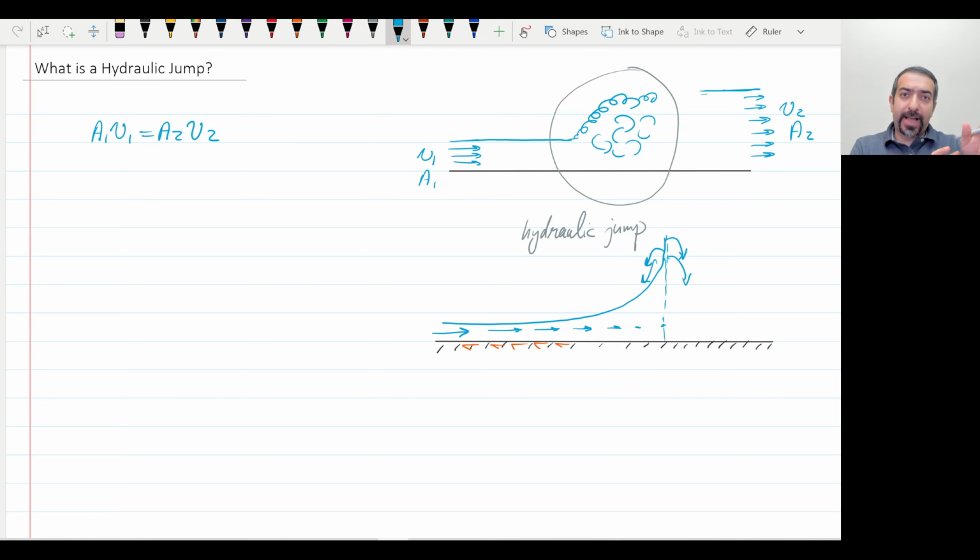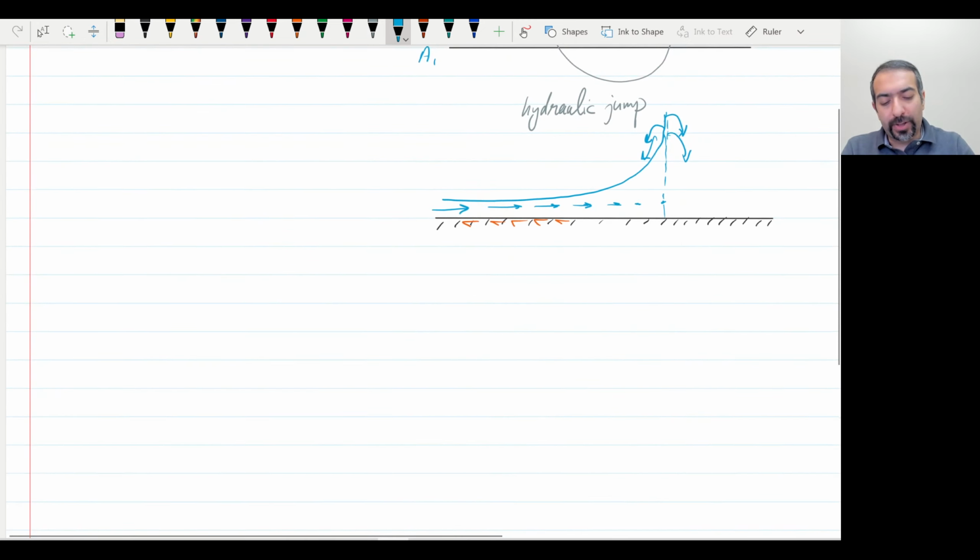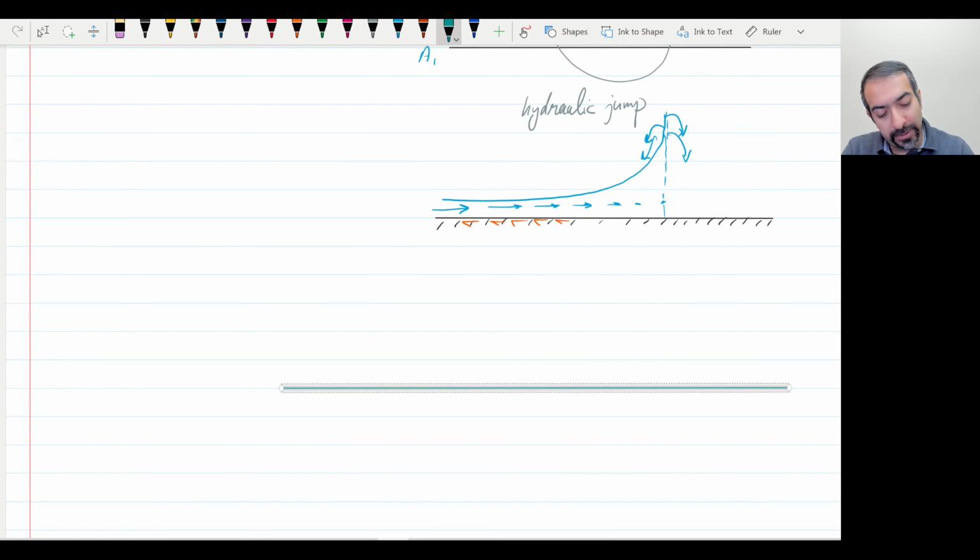Now, what happens next is also interesting. But let me give you an analogy, and hopefully that's going to help you better understand the concept behind hydraulic jump. So let's assume we have a little car, all right, on a road. And let me draw a road here. So this is the road, and this is our little car. Maybe I can make it a little aerodynamic car. There you go. That's not bad.